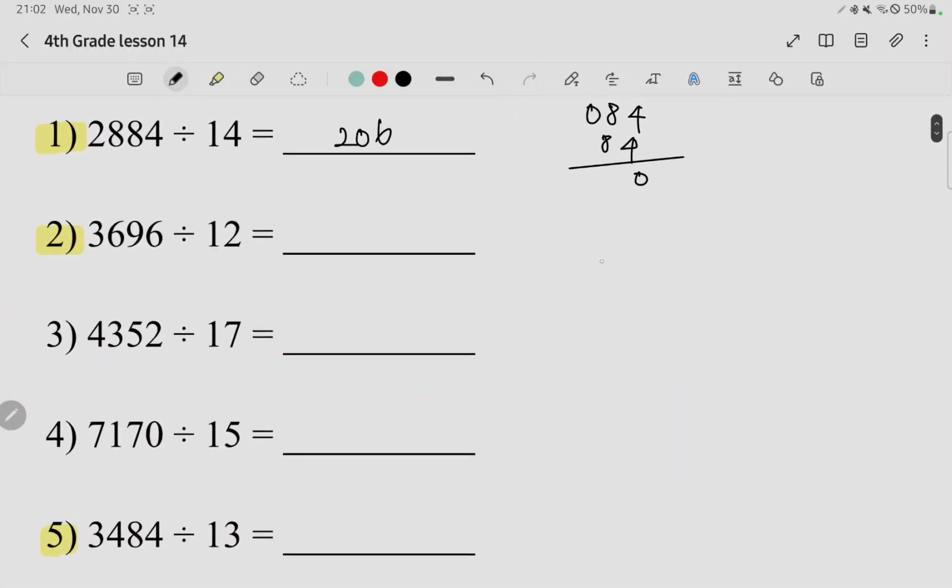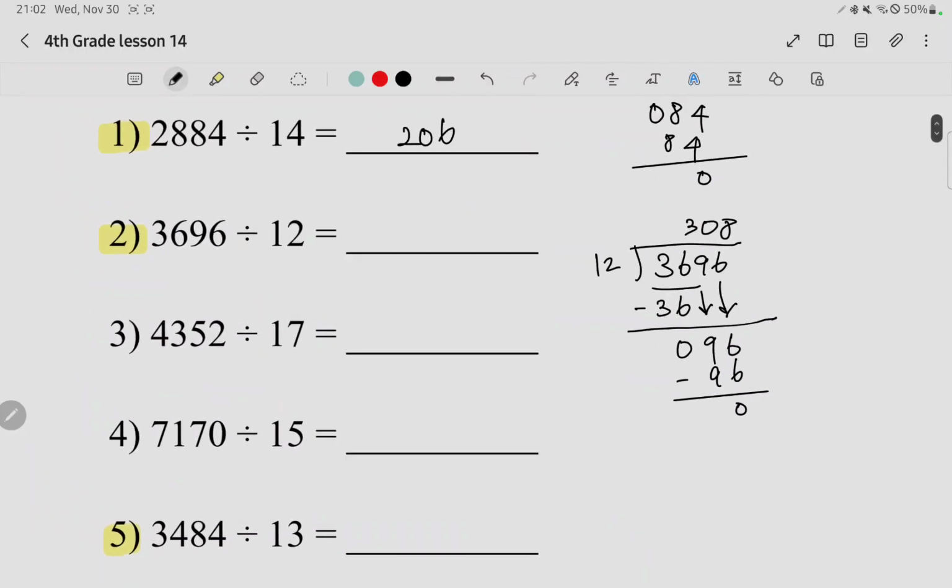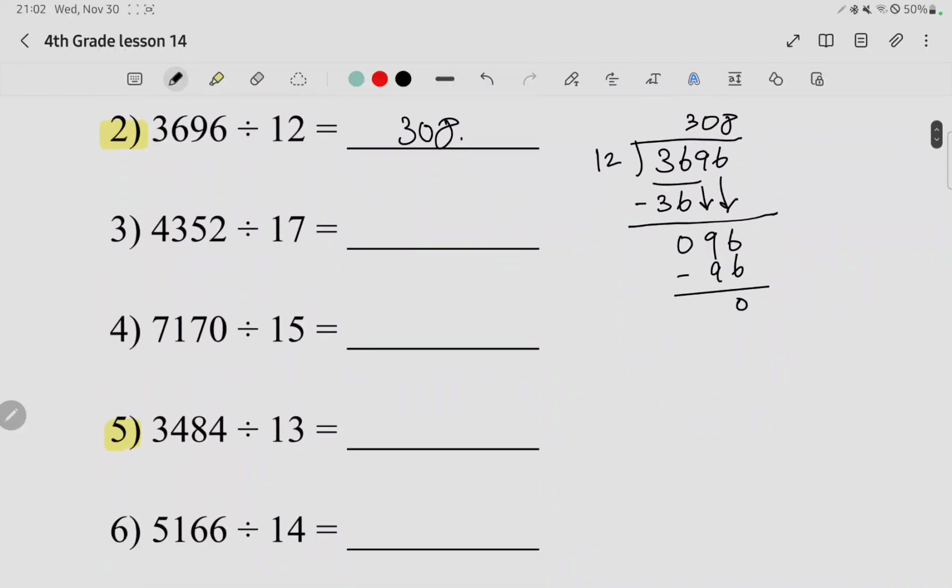Okay, number 2. Again, write it in long division. 12 can go into 36 3 times. So this will become 36. You subtract, so this will become 0, and 9 comes down. But 12 cannot go into 9, same as number 1. So this will become 0, and 6 comes down. 12 can go into 96 8 times. So this will become 308.